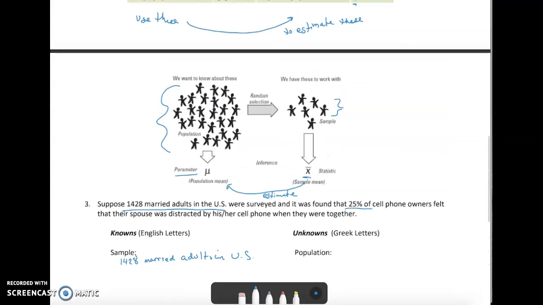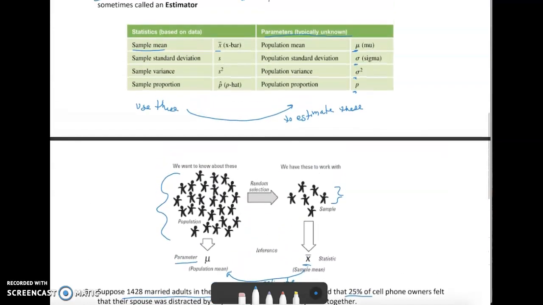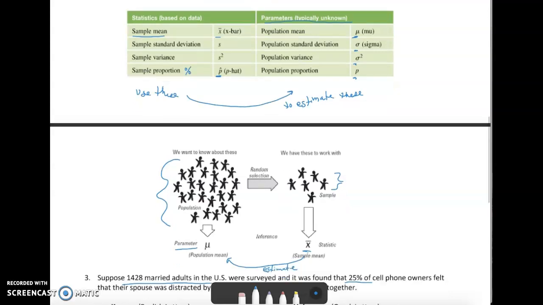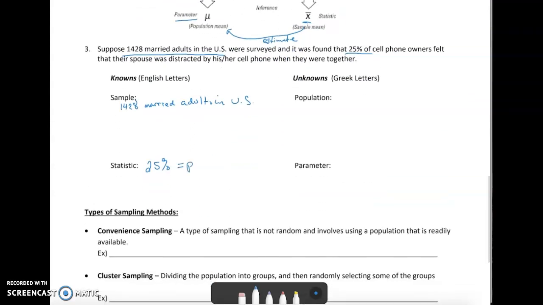And as a reminder, when we're talking about percentages or proportions, the symbol for my sample proportion or percent is a p hat. So I'm going to call this p hat.